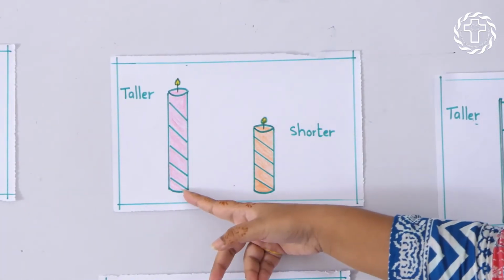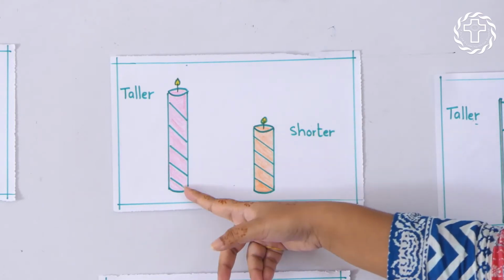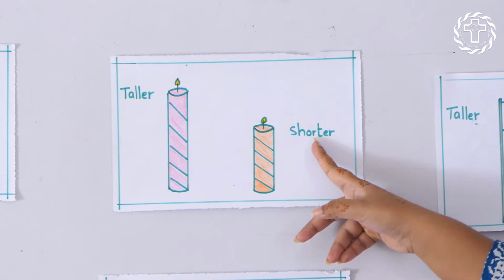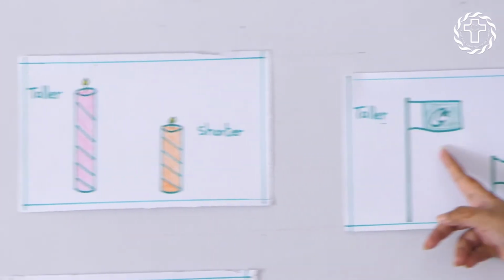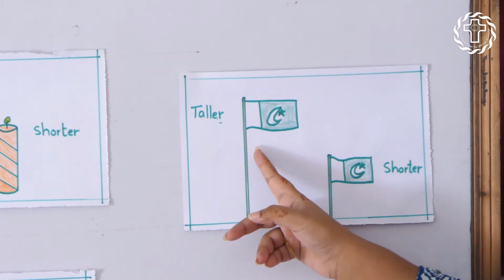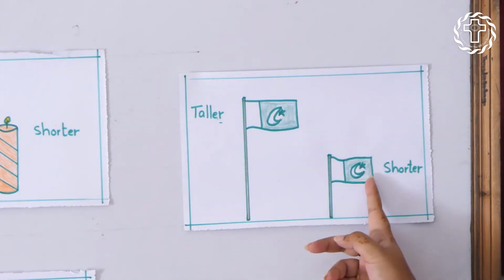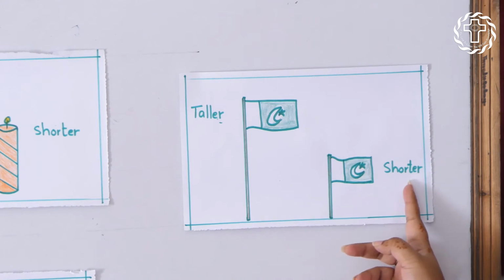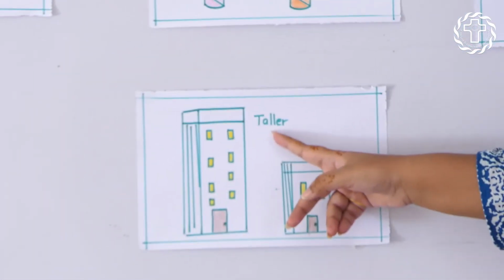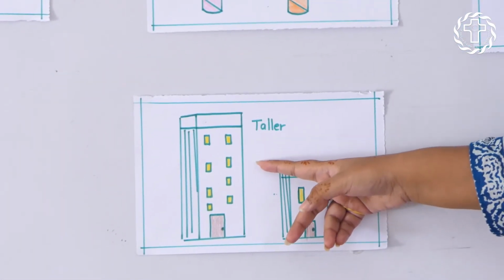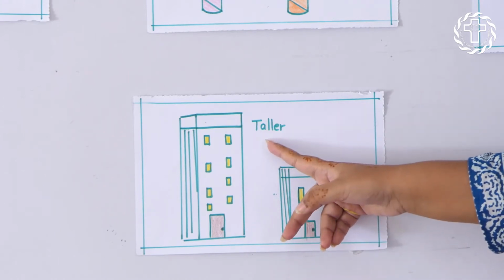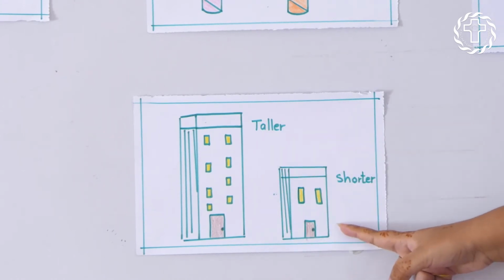The first candle is taller and the second candle is shorter. Look at the other one. This flag is taller and this flag is shorter. Which picture is this? Buildings. This building is taller and this building is shorter.